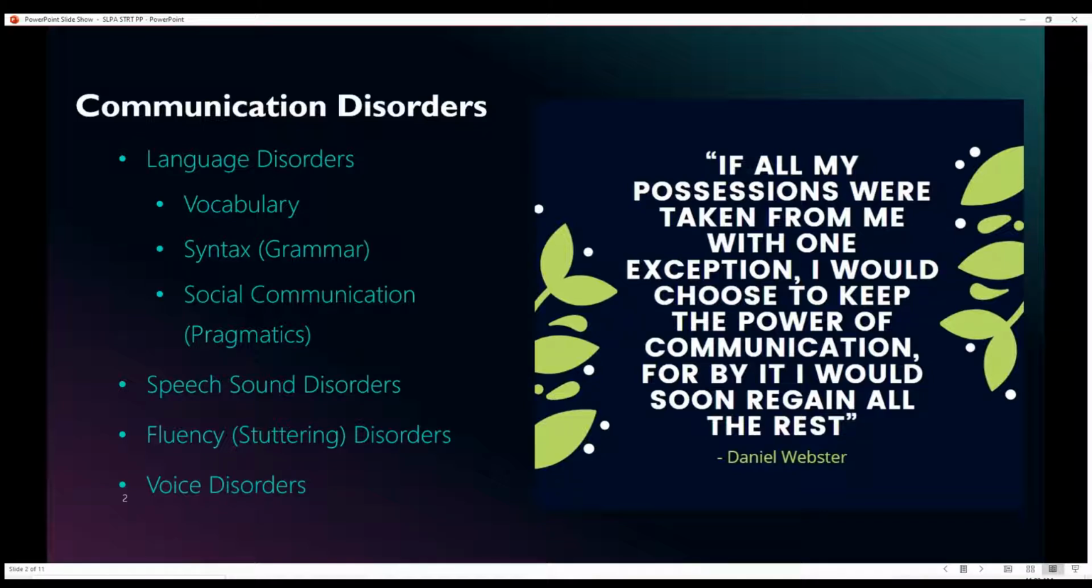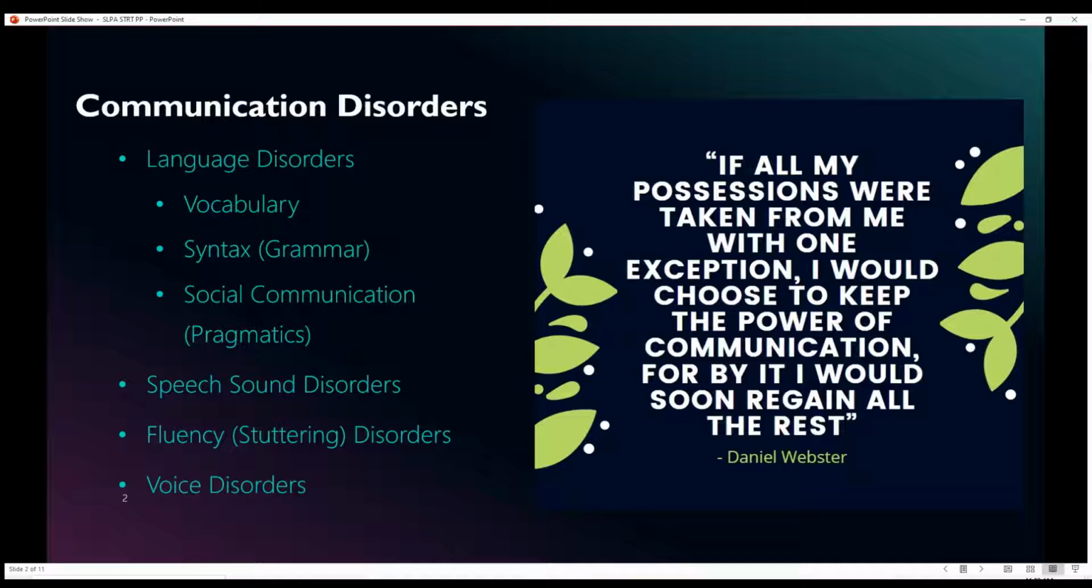We have language disorders, which include deficits or difficulty in developing and using vocabulary. Language disorders can also include difficulty in learning, using, or understanding various sentence structures, which in layman's terms means grammar, but in our profession is referred to as syntax. Language disorders can also include difficulty with the overall use of language, which we refer to as the pragmatics of language. For example, how to appropriately take turns in a conversation or maintain a topic of conversation.